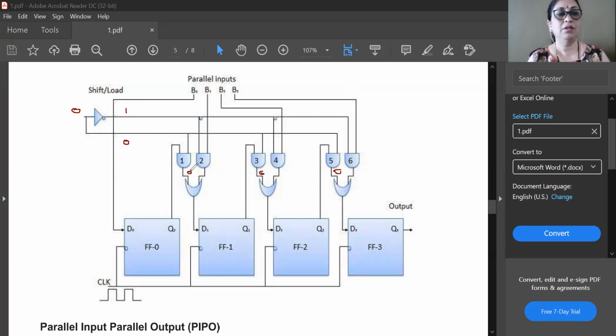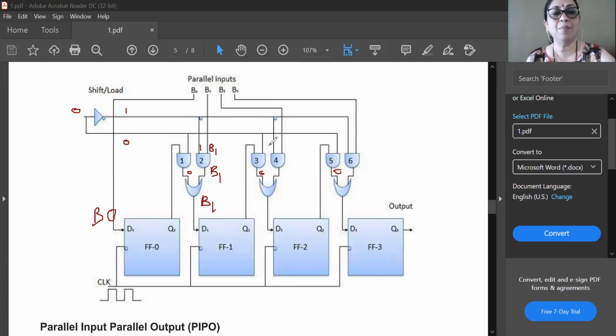Okay, now if you observe this upper line, if it is 1, then we can observe here this is D0, and for D0 input is B0. Okay, and for this D1 input is B1, because one of its inputs is at logic 1, another input is B1. So 1 dot B1 gives rise to B1. So 0 plus B1 gives rise to B1. So input of the first flip-flop is B1.